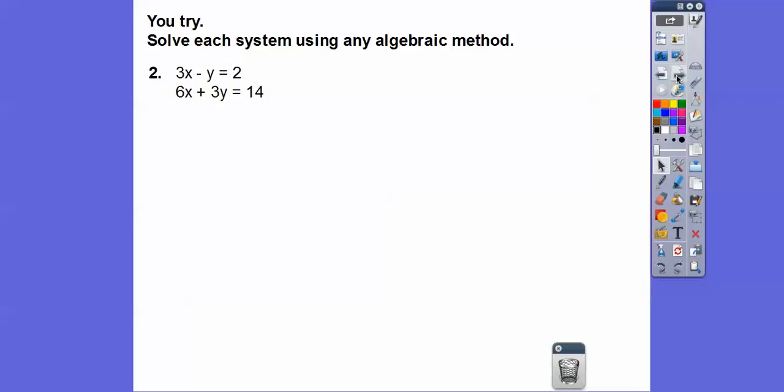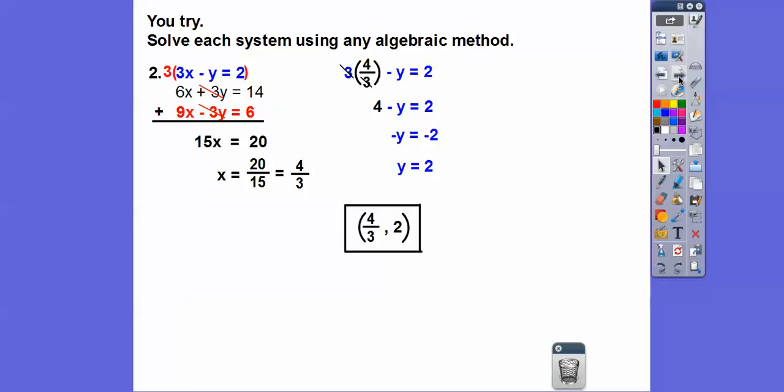Here, it's easiest to multiply this equation by 3, because then I'll get a negative 3y that'll cancel out with that 3y right there. So there we go, and we get a fraction. Oh boy. So x is 4 thirds, and then plug 4 thirds back into any equation. I chose the very first one right there, and I got y equals 2.